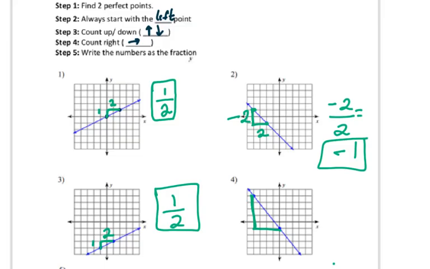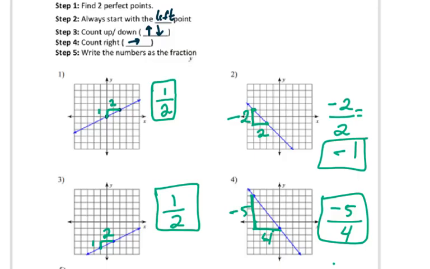Number 4, it drops down the elevator. 1, 2, 3, 4, 5. It's going down 5. And it goes to the right 1, 2, 3, 4. So my elevator number, the number that goes up or down, dropped 5, and it went to the right 4. This slope is a negative number because this line is dropping in a negative direction. So number 4 is a negative slope.